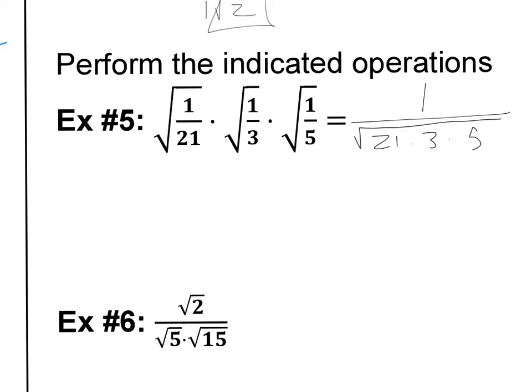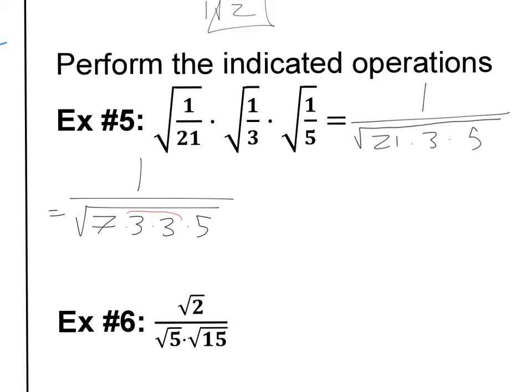So I want to show you something here. Even though we're multiplying here, I'm not actually going to multiply, because really I'm looking for perfect squares. So I'm going to see this 21 break down. 3 and 5 are prime numbers. They're not going to break down anymore, but 21, I think that's going to break down. So let's do it. It's 7 times 3, and then times 3 times 5.